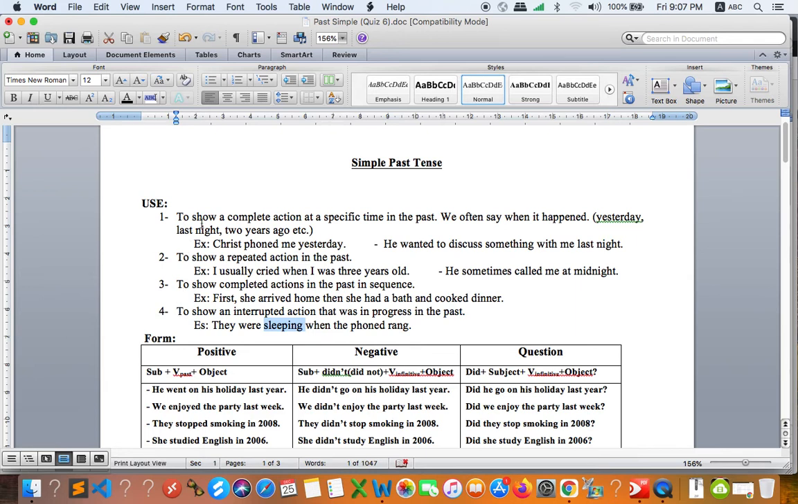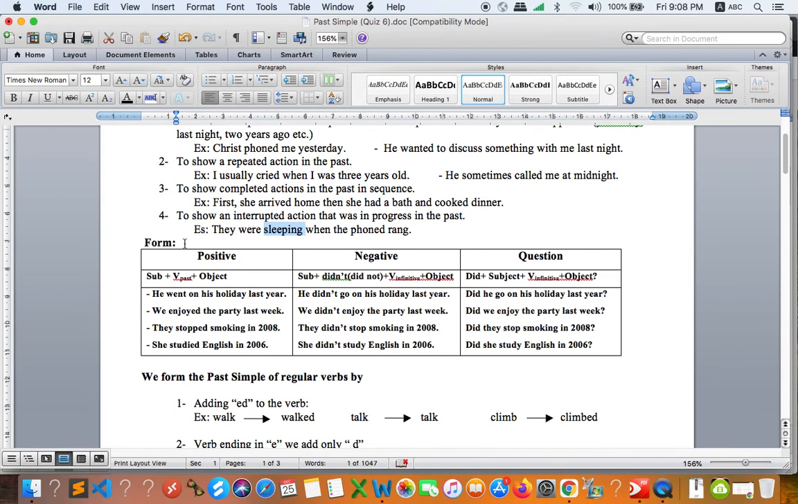So number 1 is about the action that happened in the past with a specific time. Make sure that you have a time expression for this. Okay. So let's take a look at the forms right here. So we have 3 forms: positive, negative, and questions. All right, so we have subject, verb, object, and subject, verb, and object, the same thing. Question, we move it to the front.